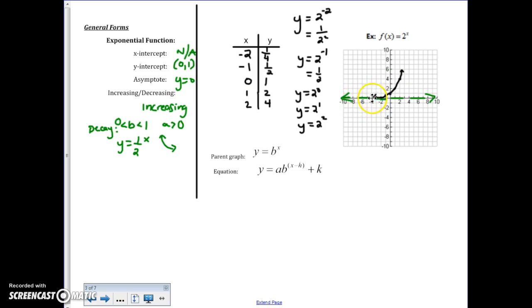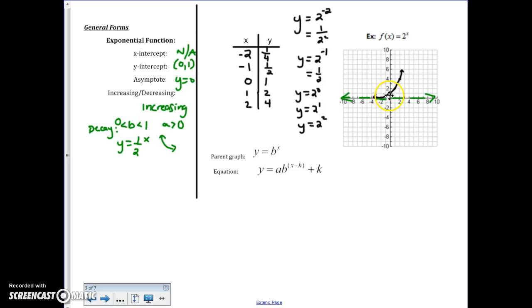What that means is this function is never actually going to reach 0. It's going to get closer and closer to 0, and it's never going to go below the line y equals 0. It's going to go up and up and up, but it never actually even reaches y equals 0. The x-intercept, therefore, doesn't exist because it doesn't reach the point where y is equal to 0. It gets very close to it, but it doesn't reach it.